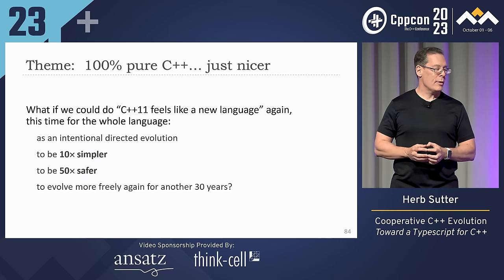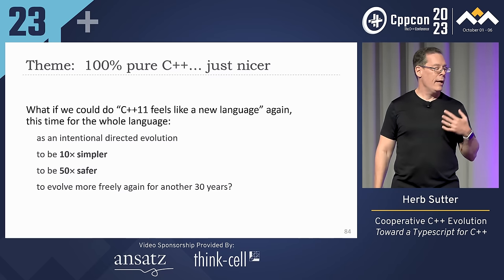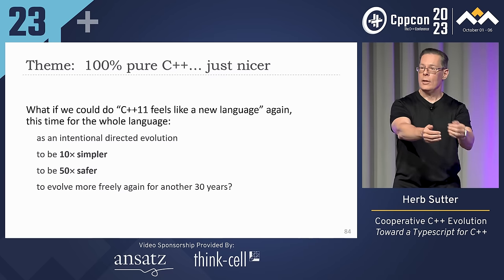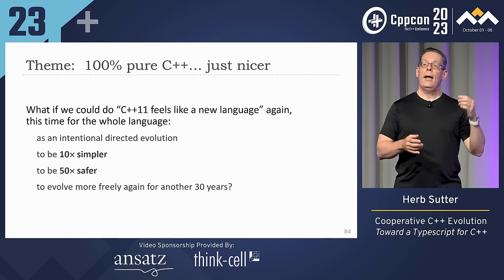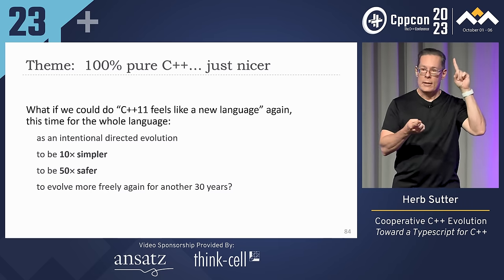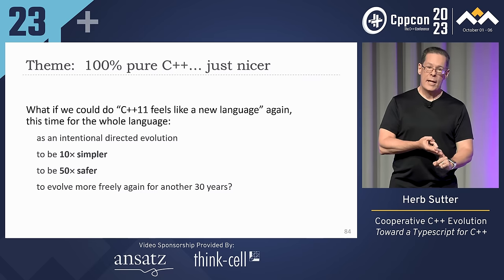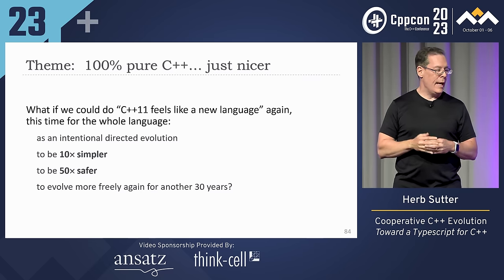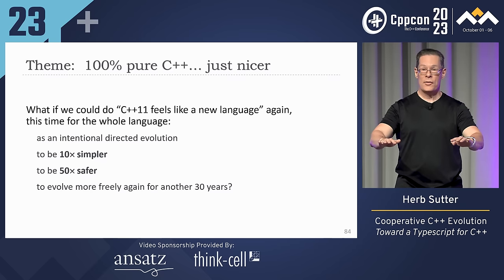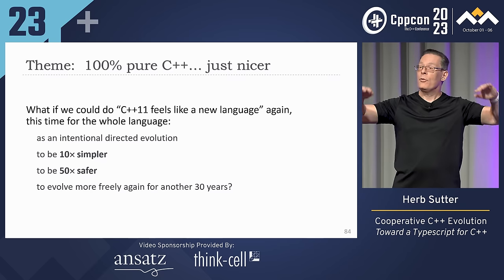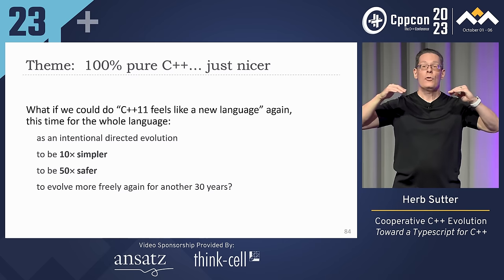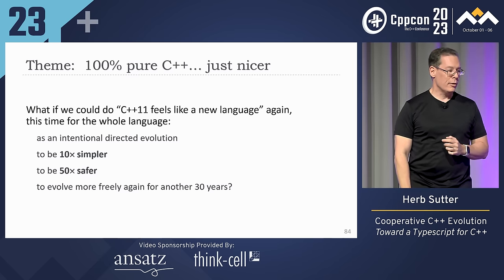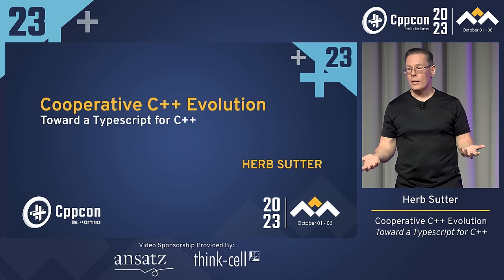What if we could do C++11 feels like a new language again, but this time for the whole language as an intentional directed evolution, a second alternate syntax, with two goals. Make it 10x simpler, 50x safer in those four main safety areas, and by resetting the complexity bar, give us a new platform to do the usual evolution as usual incrementally again for another 30 years. That's what I want to leave with you.